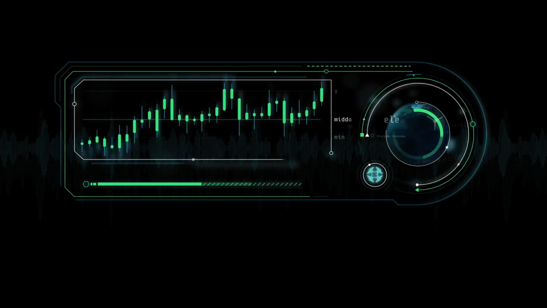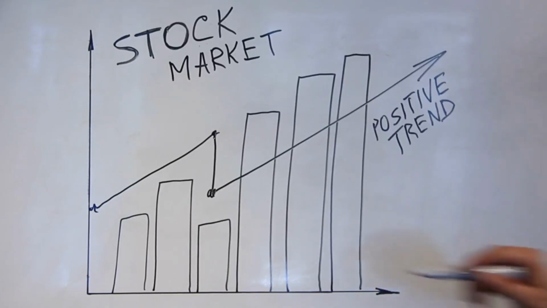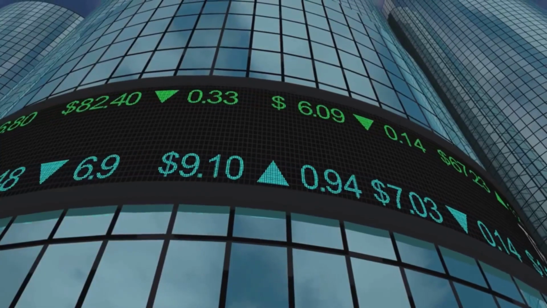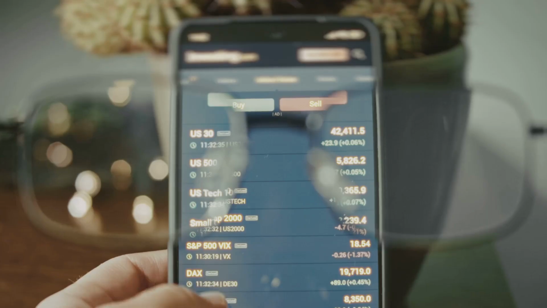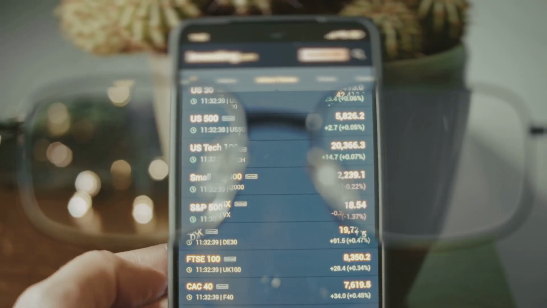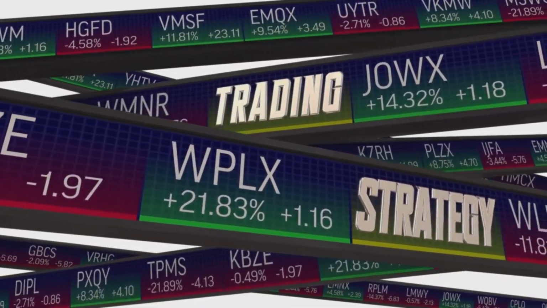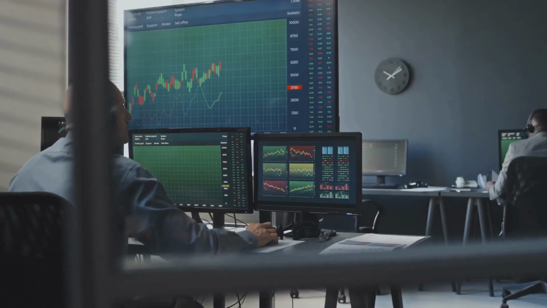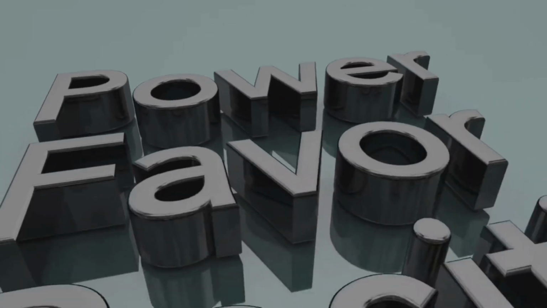Momentum oscillators are your window into the market's energy. They help you gauge if a trend has legs or is about to stall. With the right knowledge, you can spot potential turning points before most traders do. Ready to learn how to use these tools for smarter trades? Let's jump in and uncover the secrets behind momentum oscillators. By the end, you'll know how to read the market's pulse like a pro. Stick with me, and let's make momentum your trading edge.